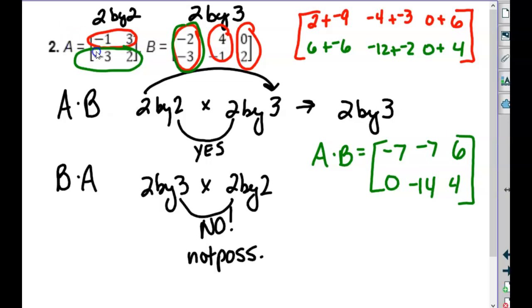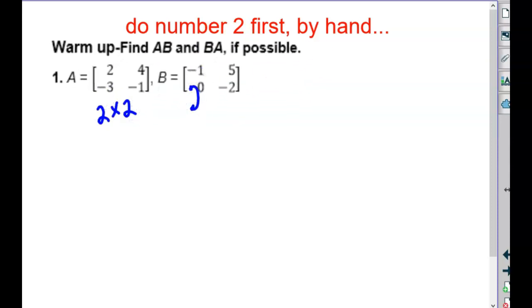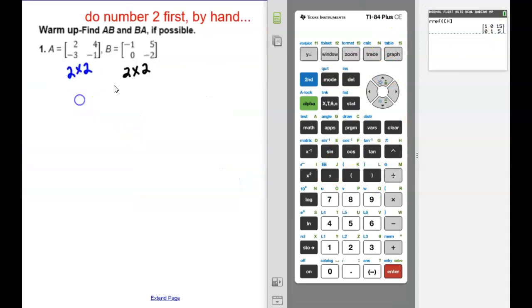We would have to enter A as a 2 by 2 and B as a 2 by 3, and then multiply them and hope we get this. Can you do that real quick for me on this problem? So matrix A is a 2 by 2 and matrix B is a 2 by 2, yes? So I'm going to put them in my calculator. I might have already done that.